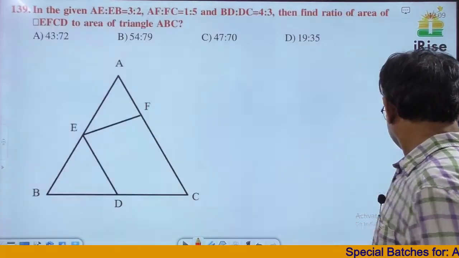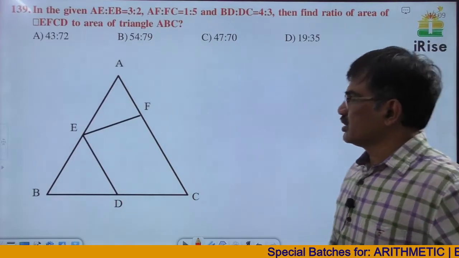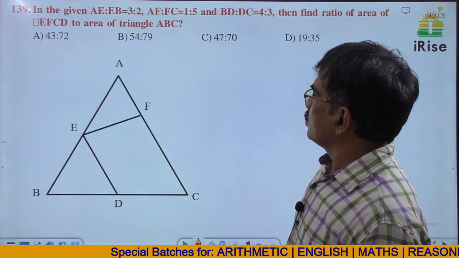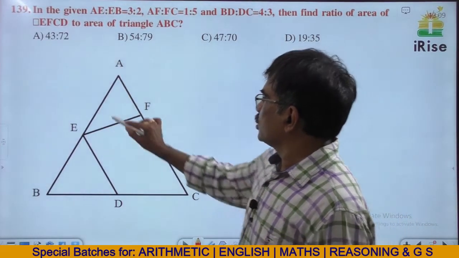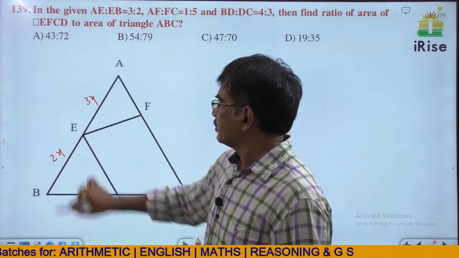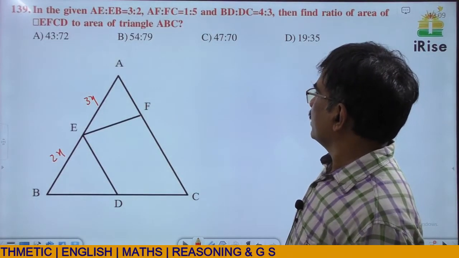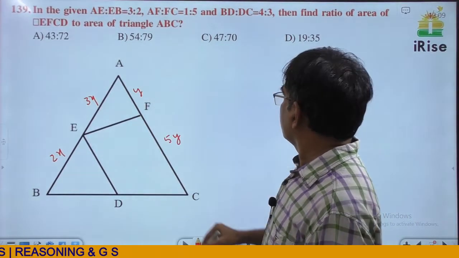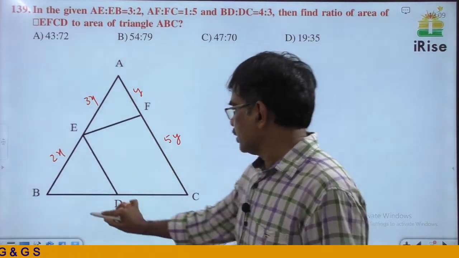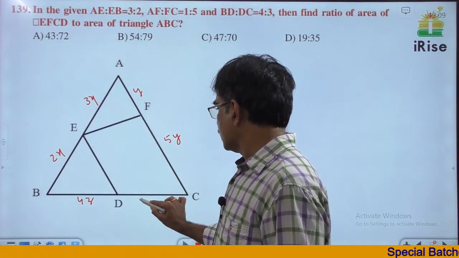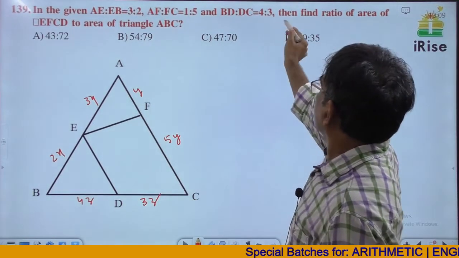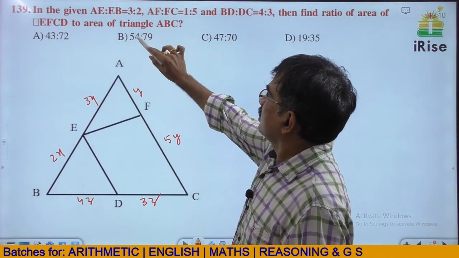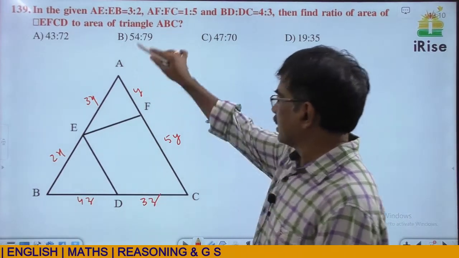Next, see, this question is also based on the previous concept. In the given figure, AE is to EB is 3 is to 2. This is 3x, this is 2x. AF is to FC is 1 is to 5. This is y, this is 5y. BD is to DC is 4 is to 3. This is 4z, this is 3z. Then find the ratio of the area of EFDC, this area, to the area of triangle ABC, the big triangle area.